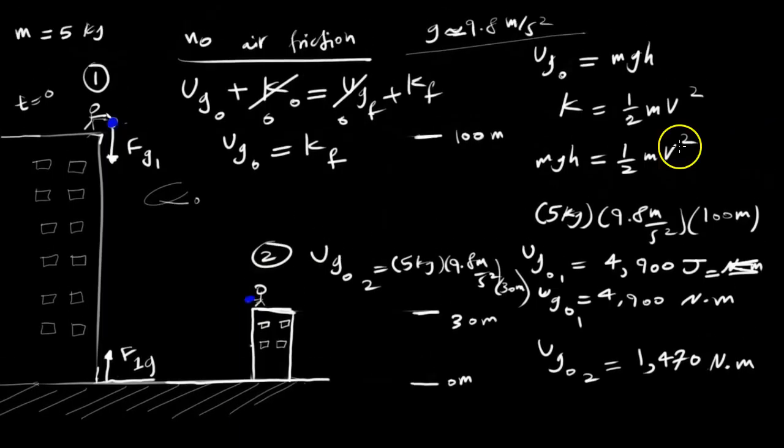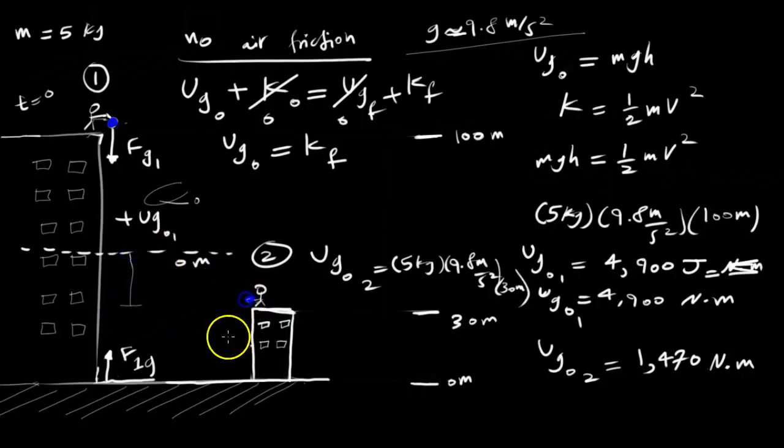So the idea here though was the reference point. If you put a reference point up here and call this the zero reference point, this guy's going to have a positive potential energy, and this guy's going to have a negative potential energy because it is below our reference point. And as we let go of the ball, it's going to get more negative and more negative until it hits the ground here.